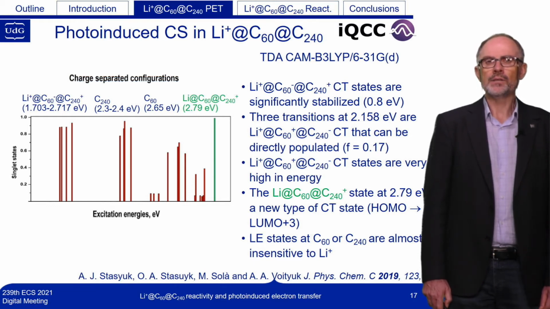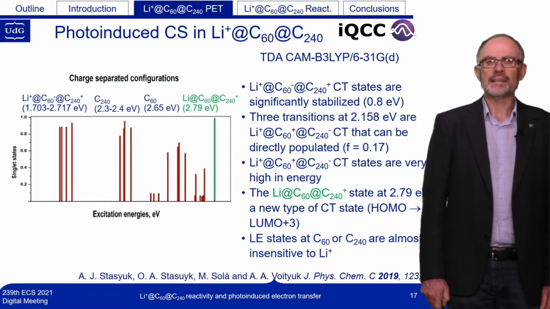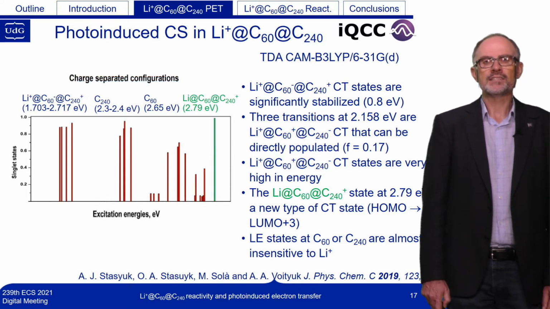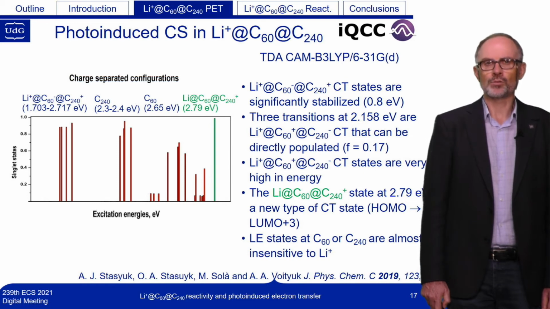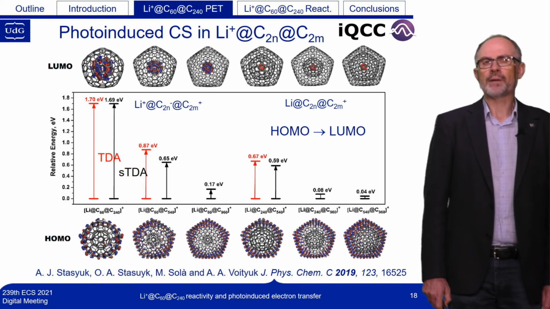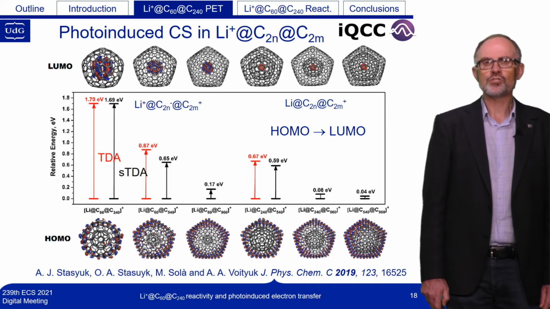Finally, a new type of charge transfer state, corresponding to the HOMO to LUMO plus 3 transition, generates the Li@C60@C240 positively charged. This state appears at 2.79 electron volts, in green color. This conclusion applies to higher carbon nanoonions. The higher the carbon nanoonion, the lower the charge transfer transitions.